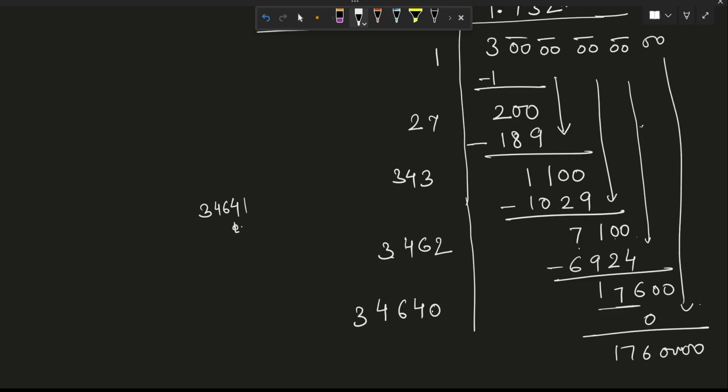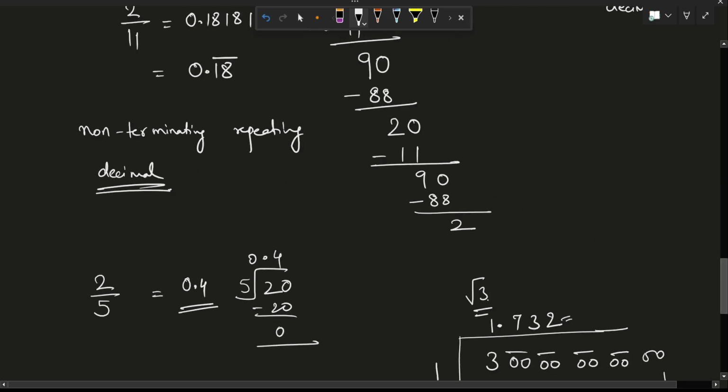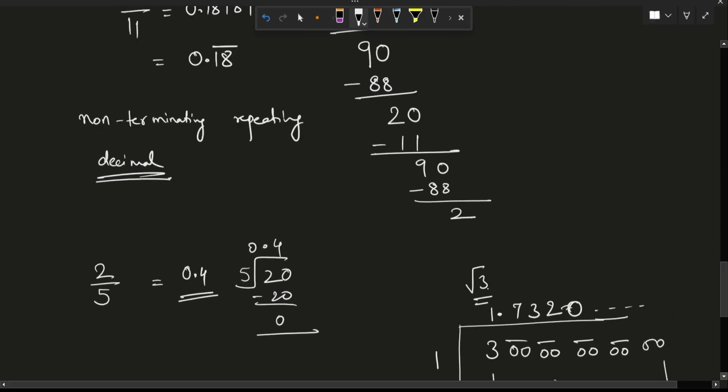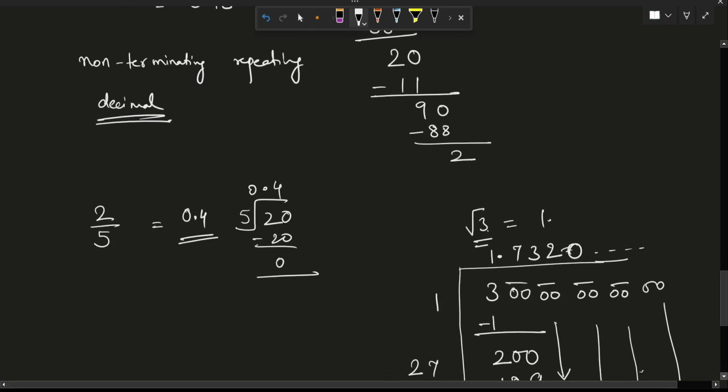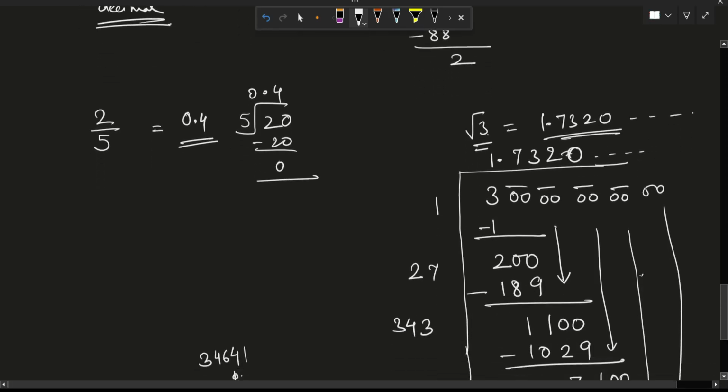More zeros I have to put and bring down. So now what I got over here is one more 0 to be added, and it is going on. So what is the root 3 value coming out to be? 1.7320, still going on. Sorry. So it will keep on going. It means that it is also of what form? There is no repetition over here. All numbers are different. So it is a non-terminating, non-repeating decimal expansion for an irrational number.